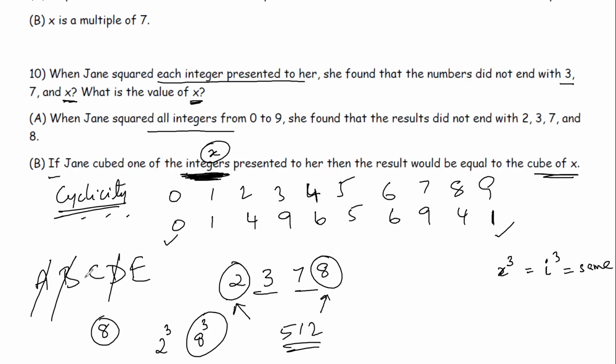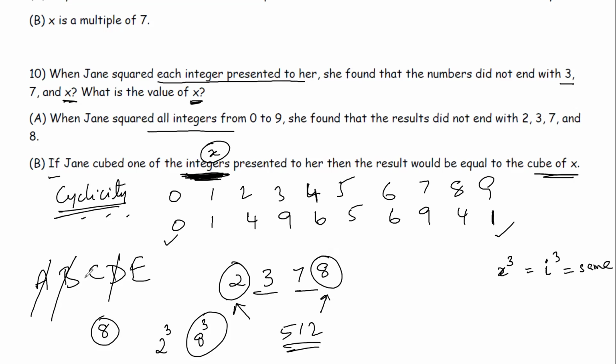We'll take both together. When Jane squared all integers from 0 to 9, let's assume that the integers presented to her are the same as the integers that she squared, all integers from 0 to 9. When Jane squared each integer presented to her, she found that the number did not end with 3, 7, and 8 was the value of x. So taking both statements together, from statement A we already know that the results will not end with 2, 3, 7, and 8. We already know that, and we already work with that.